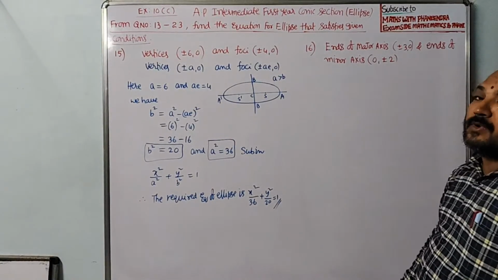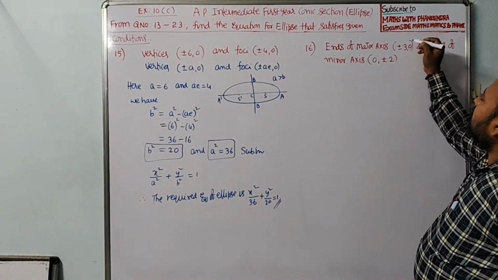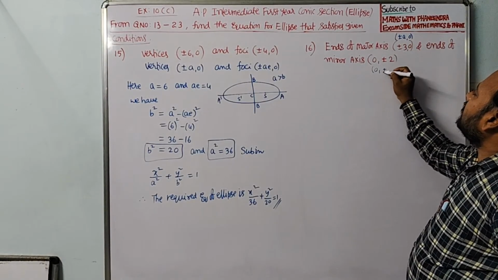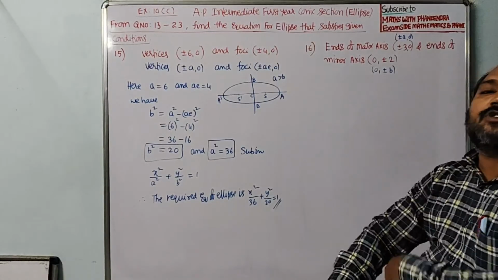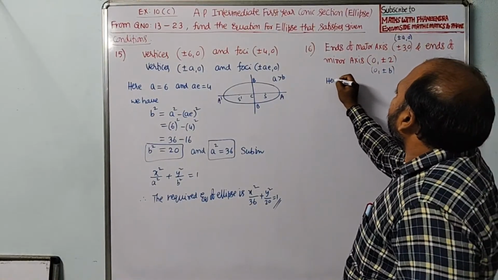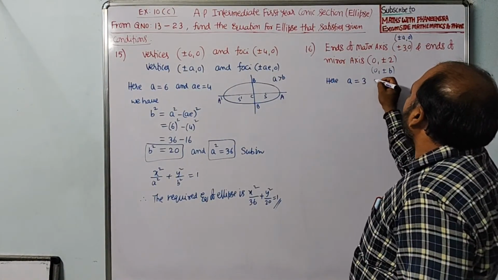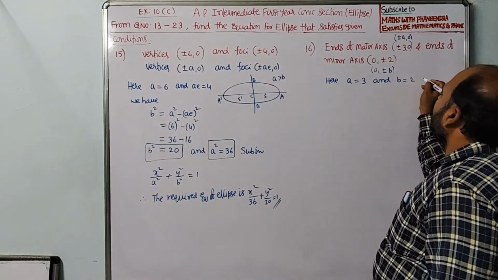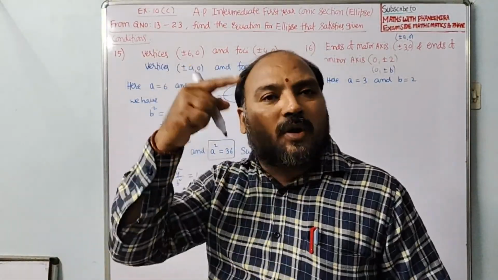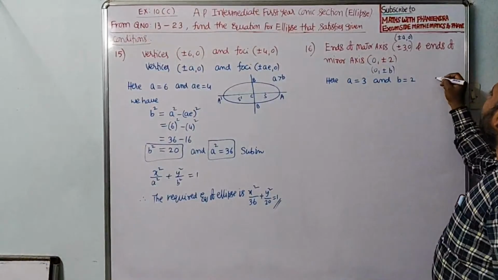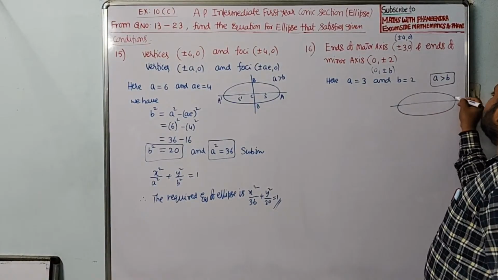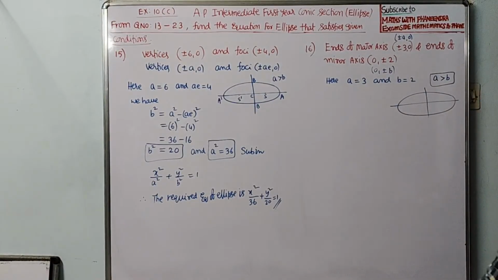If you come to the question number 16, ends of major axis compared with plus or minus a comma 0, ends of minor axis compared with 0 comma plus or minus b. So after comparing these two values, here a is equal to 3 and b is equal to 2. Based on A and B values, we decide whether it is horizontal type ellipse or vertical type ellipse. Clearly here, A is greater than B, so you are going to get horizontal type ellipse.